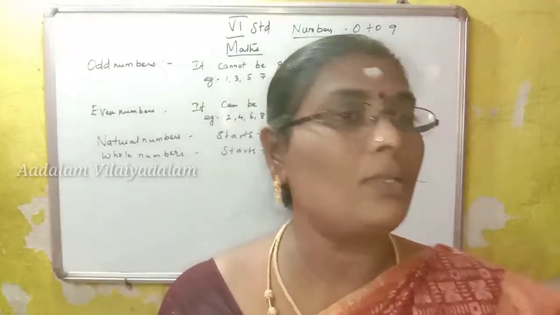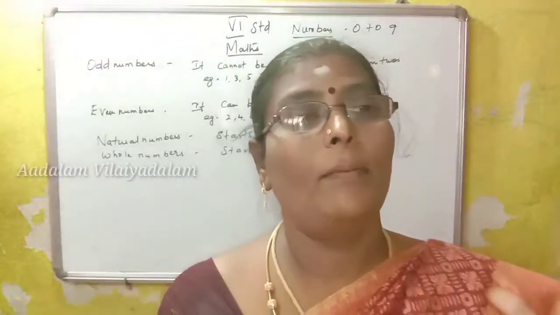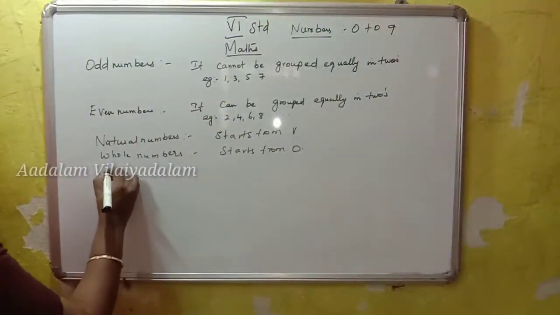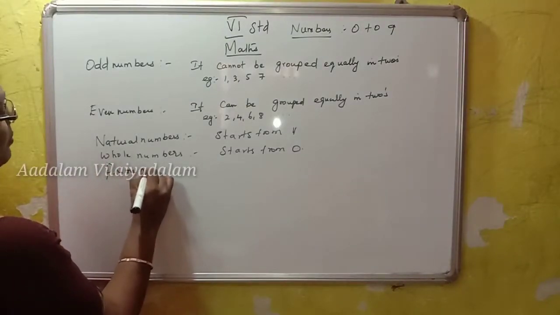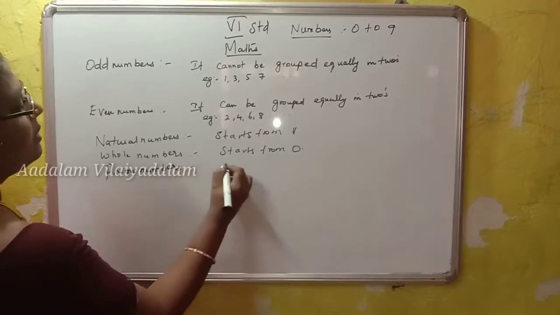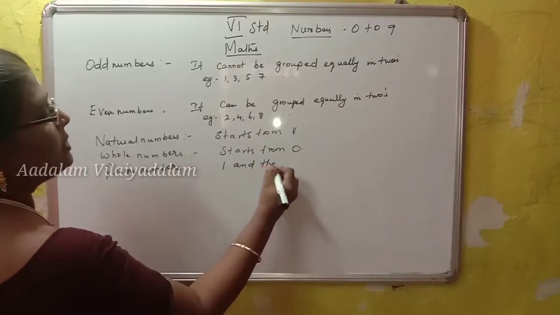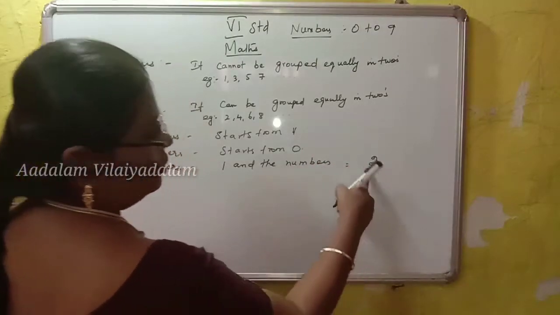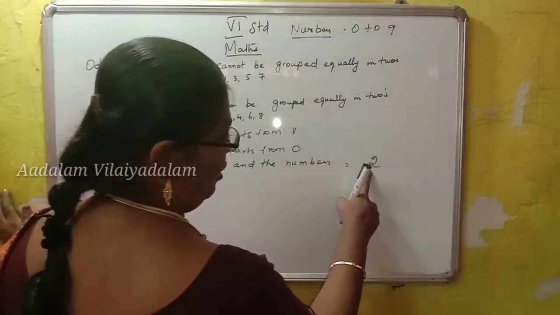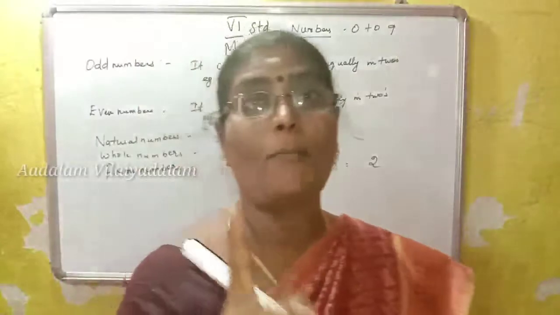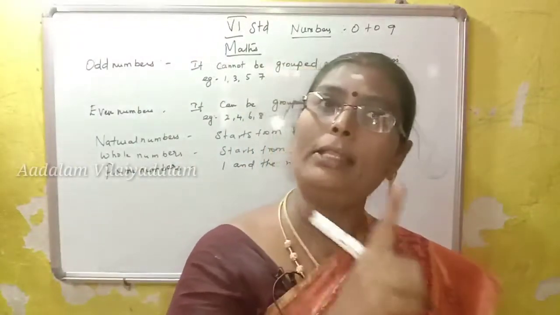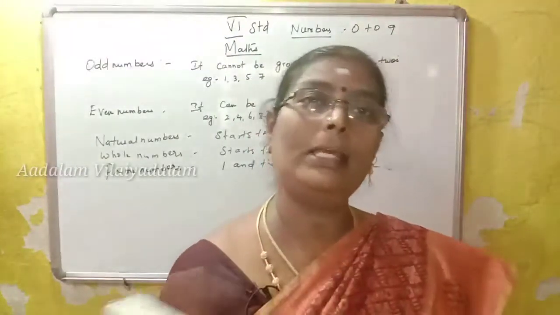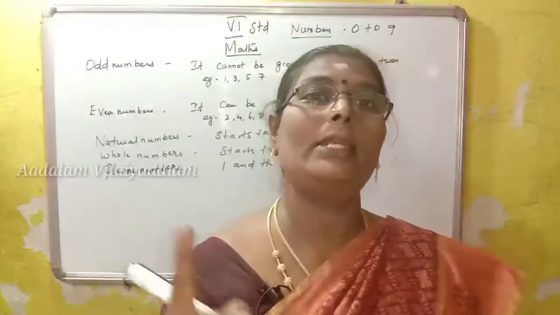All odd numbers are not prime numbers. A prime number means 1 and the number itself. We have to say it like this only: 1 and the number itself. For example, 2 is a prime number, and 1 is not a prime number, 1 is a composite number. Because in all the tables you have 1: 1 ones are, 1 twos are, 1 threes are, 1 fours are. So many tables have the 1 coming, no?